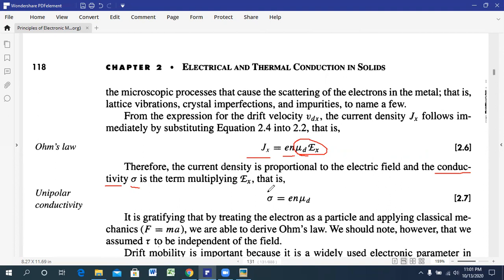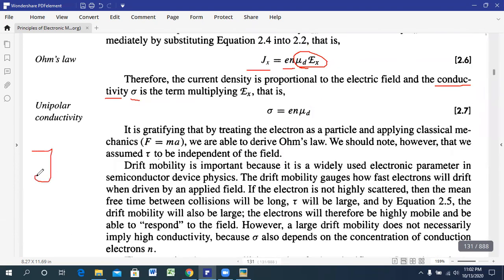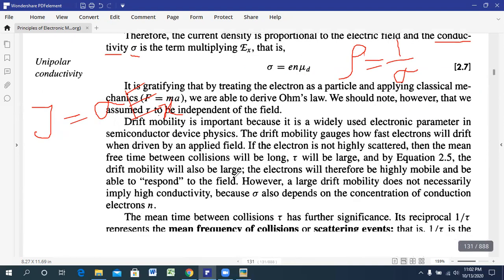So J equals sigma E of x. So the final equation should be J equals sigma E of x, where sigma is known as electric conductivity. We also know another term rho, which is called electric resistivity. The relationship between the electric resistivity and the electric conductivity is reciprocal, or the opposite in relationship. Is that clear?